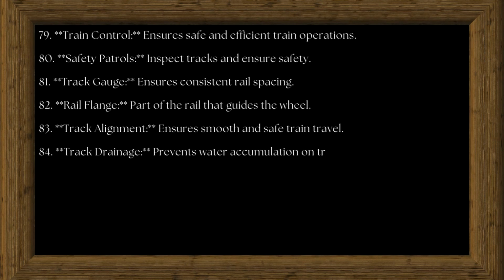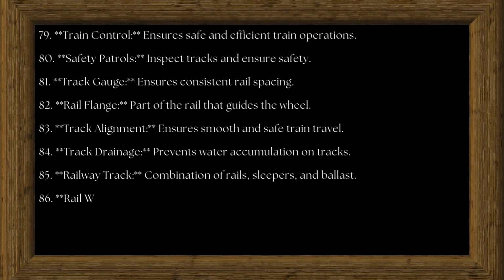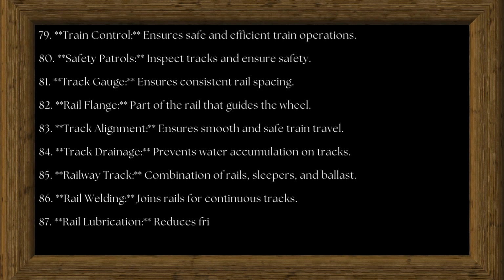Track drainage: it prevents water accumulation on tracks. Railway track: combination of rails, sleepers and ballast. Rail welding: joins rails for continuous tracks. Rail lubrication: it reduces friction between rail and wheel.